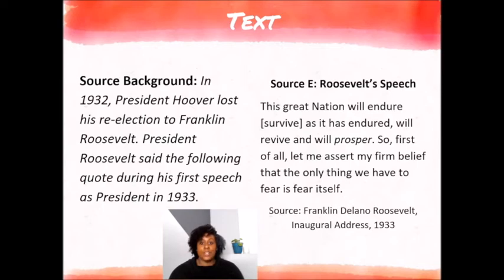Source E, Roosevelt's speech. This great nation will endure as it has endured, will revive, and will prosper. So first of all, let me assert my firm belief that the only thing we have to fear is fear itself.